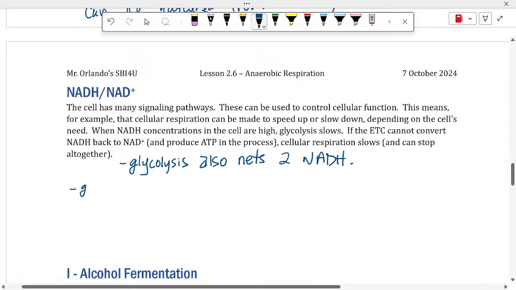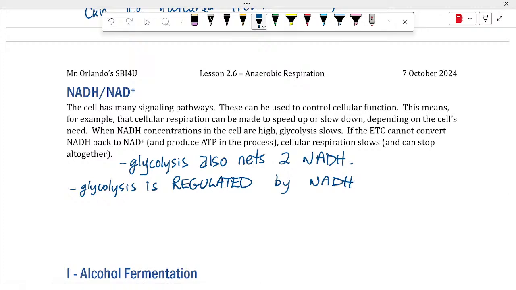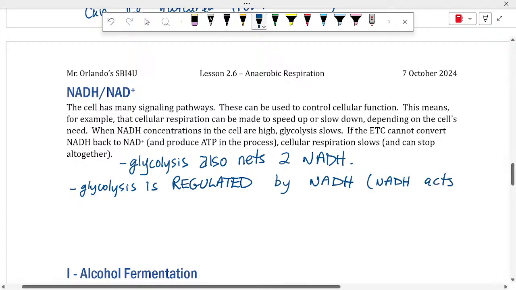So glycolysis is regulated by NADH levels. In other words, NADH is what we call an antagonistic inhibitor of glycolysis. It can bind to some of the key enzymes involved and stop them from working. So NADH acts as an inhibitor. What does it mean if something is inhibited?